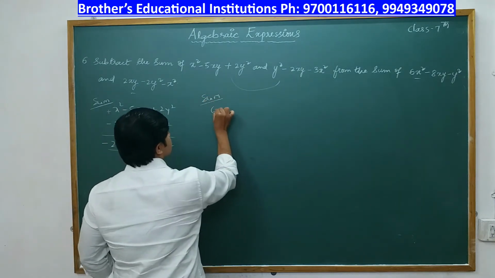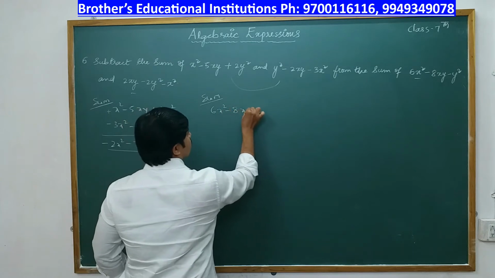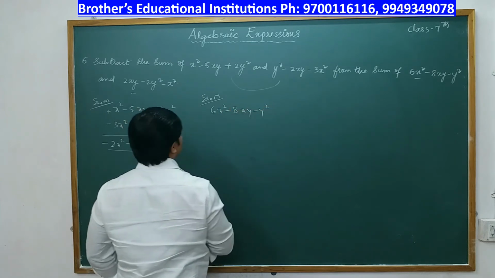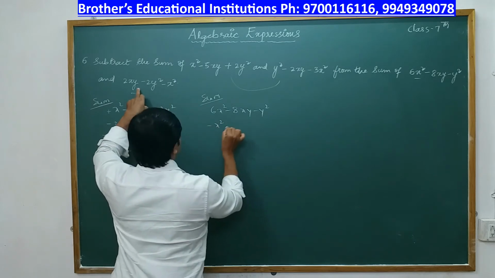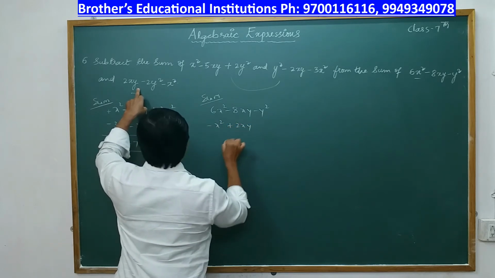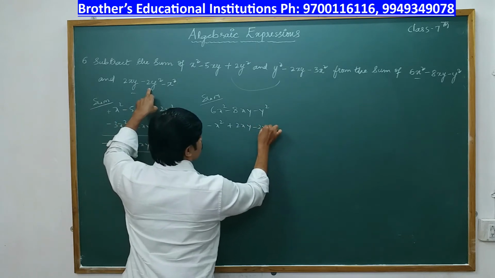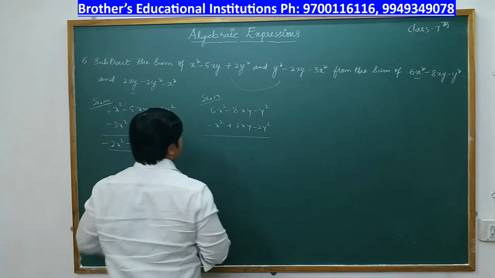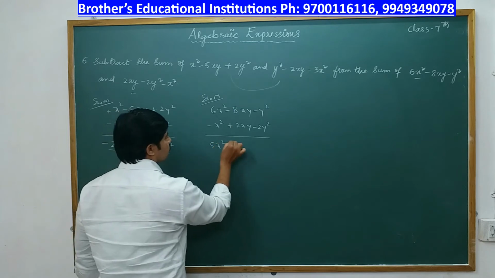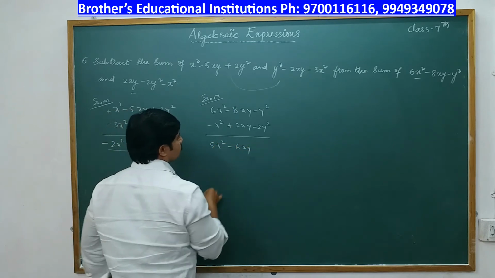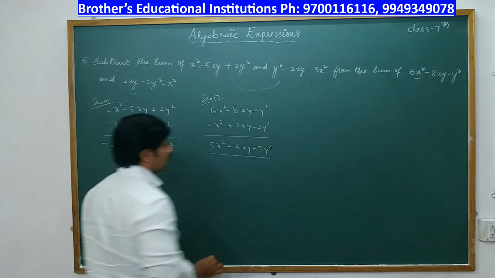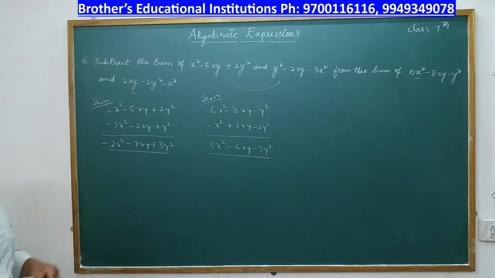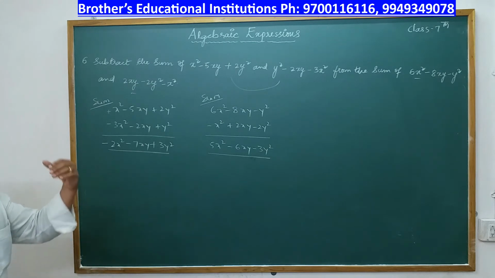So that is 6x square minus 8xy minus y square. Then after that minus x square plus 2xy, then minus 2y square. So we are adding, so we get 5x square minus 6xy then minus 3y square. So we added this. After that what we have to do is subtract the sum of these two from the sum of the next two.